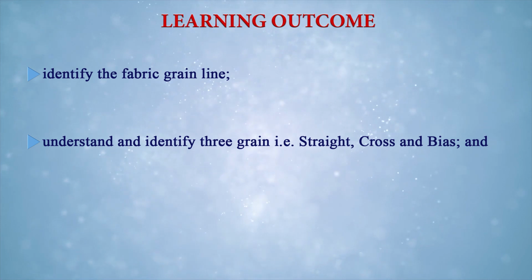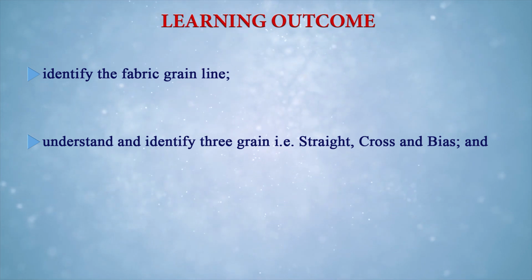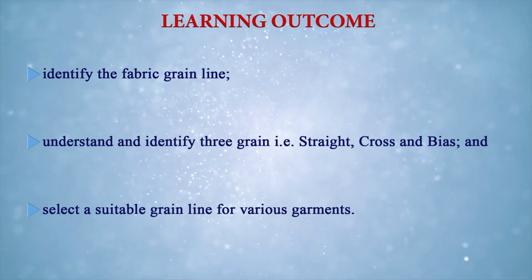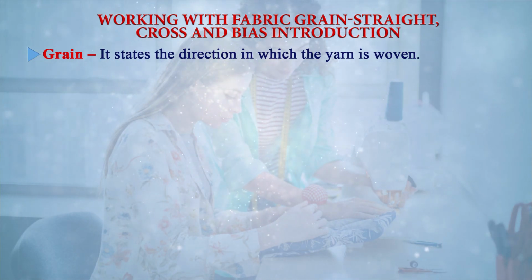Then you can understand and identify 3 grains, which are the straight grain line, cross grain line and bias grain line, and then you can select a suitable grain line for various garments. When you come to know that there are 3 different grain lines, straight grain, cross and bias, according to that you can select which grain is suitable for your design and for the garment construction. So first we will discuss what grain is. As we have discussed in earlier sessions also, grain is the direction in which the yarn is woven.